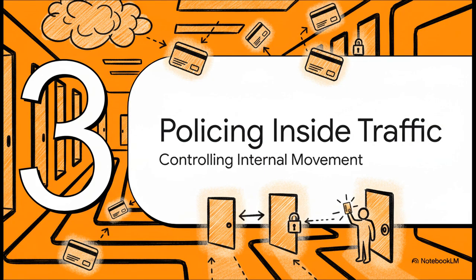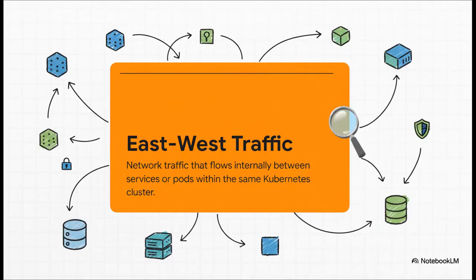Okay, so our visitor made it past the front desk. They're inside the campus. Now what? We can't just let them wander around wherever they want, right? Of course not. They need a key card that only lets them into the specific rooms and hallways they have permission for. And that brings us to our second layer of security, controlling movement inside the building. This internal chatter, this is what we call east-west traffic. It's all the communication happening between your different microservices. The back end talking to the database, or the login service checking with the user profile service. It's all the crucial conversation happening inside the walls of the cluster.